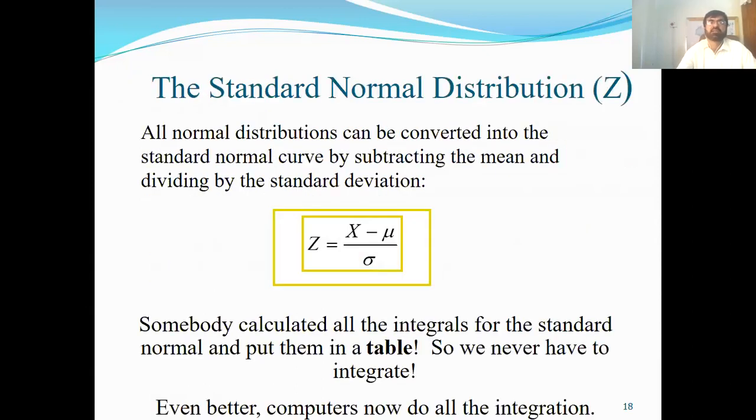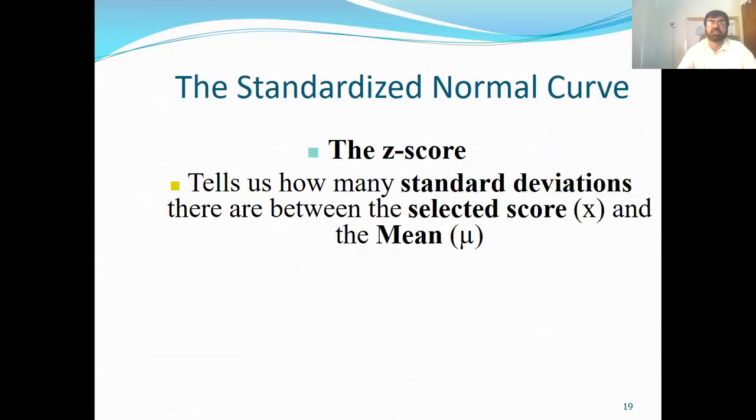Any normal distribution can be converted into the standard normal curve by subtracting the mean and dividing by the standard deviation. This is the formula. Somebody calculated all the integrals for the standard normal and put them in a table, so we never have to integrate. Even better, computers now do all the integration. The z-score tells us how many standard deviations there are between the selected score x and the mean. The definition of z-score: z is equal to the number of standard deviations.